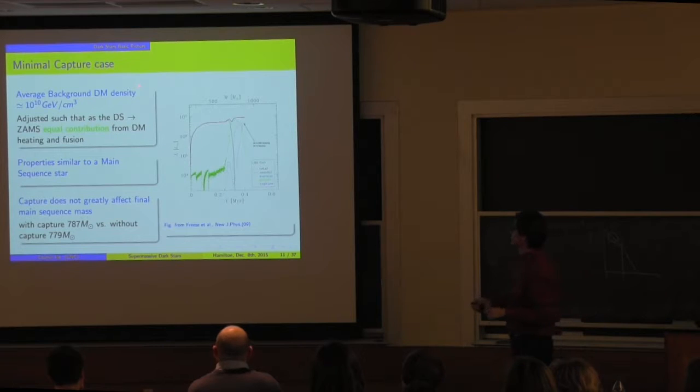In the minimal capture case, what we've done is to assume that when it enters the zero-age main sequence, there's equal contribution in the luminosity in this plot from dark matter hitting a nucleus. As you can see, those two are absolutely equal when it enters the zero-age main sequence. In order to achieve this, we have adjusted the average background density to this value. If you break this assumption, obviously this plot is going to no longer be valid, so I'm going to show you later what's happening if you break this minimal capture case. The properties are similar to main sequence stars once it's entered here.